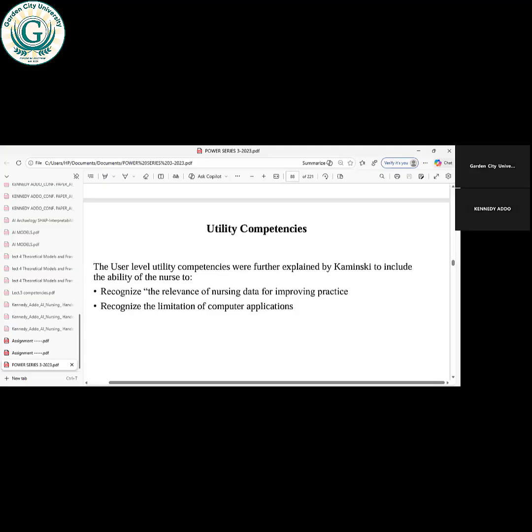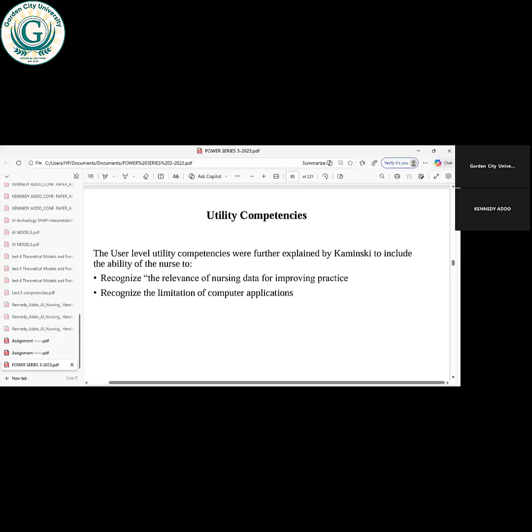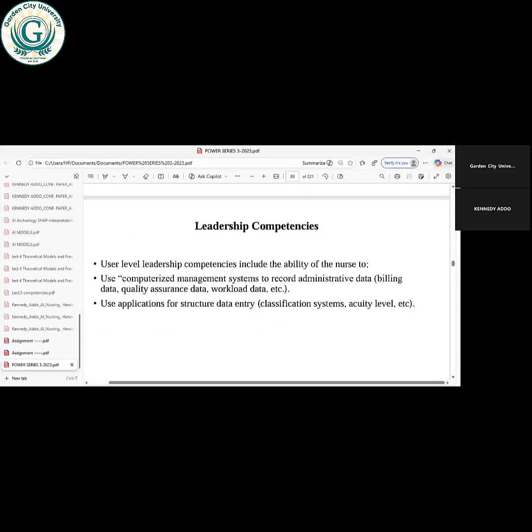And that is why you look at the computer system, the computer ports, where when you have disconnected cables, you should be able to identify and then fix them, and get to know the challenges that the system comes with, and what the system also does. You should be able to draw the line, and that is in a professional context, and that will endear you to possess utility competencies. Then leadership competencies.